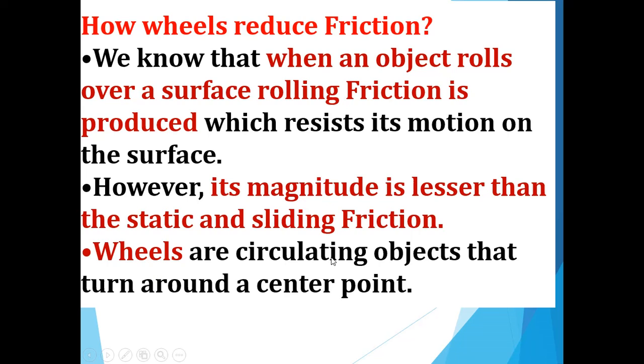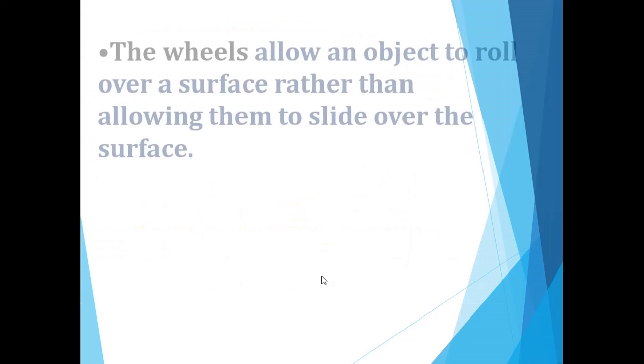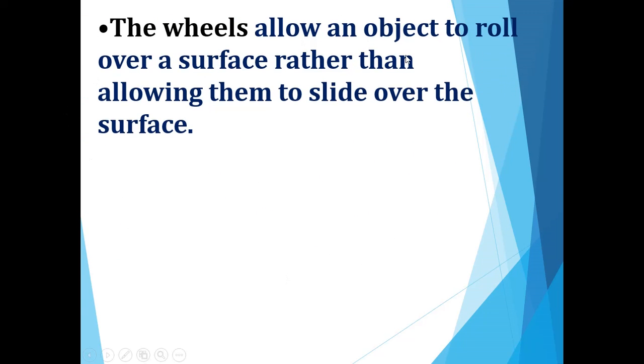Wheels are circulating objects that turn around a center point. We have seen wheels. So how are the wheels? The wheels are circulating objects which turn around a center point. The wheels allow an object to roll over a surface. You can see wheels in a vehicle. So how is the car moving? Because of the rolling of the wheel. So wheels allow an object to roll over a surface rather than allowing it to slide over the surface.